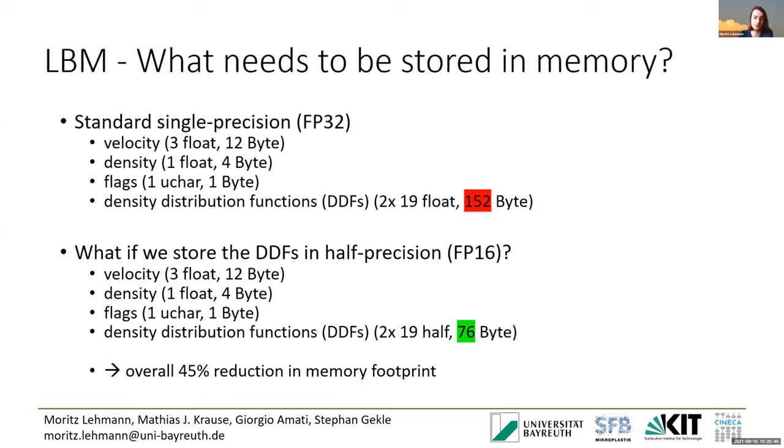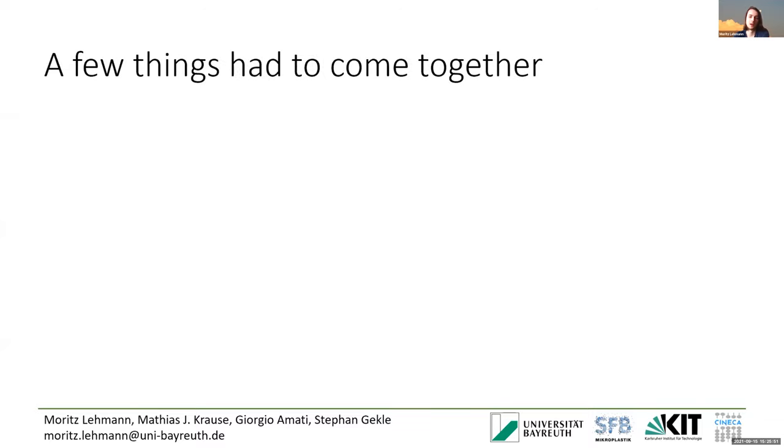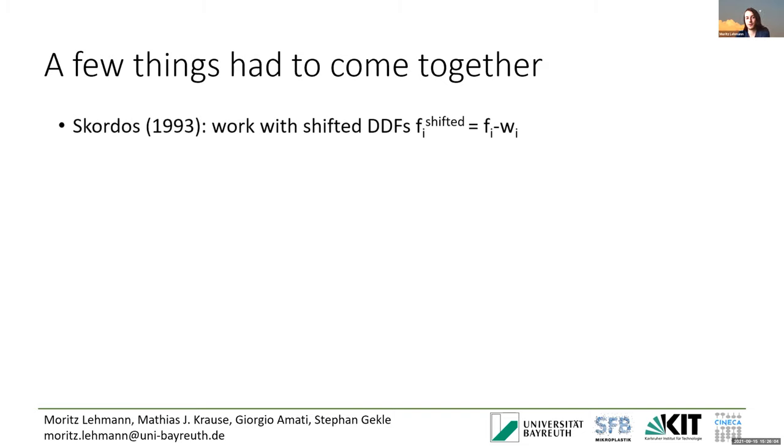So this is the main motivation of the talk. However, the standard 16-bit floating point just will not work. It is too inaccurate. So a few things had to come together to make it work. The first thing is a paper from Skordos from 1993. And Skordos proposes to work with not the density distribution functions, but with the perturbations on them. So with shifted density distribution functions, essentially you subtract the lattice weights from the density distribution functions and then work with them.